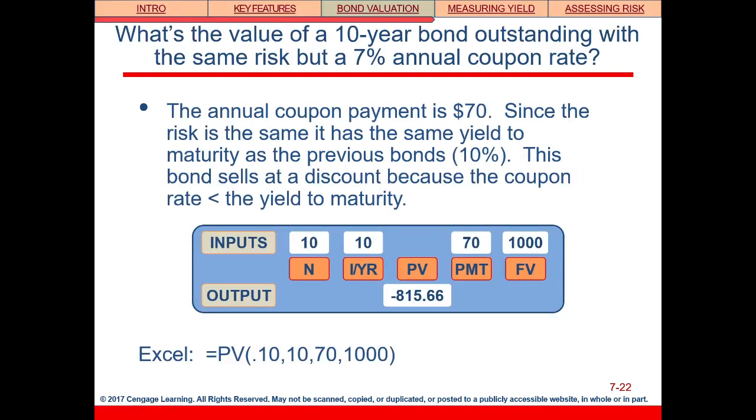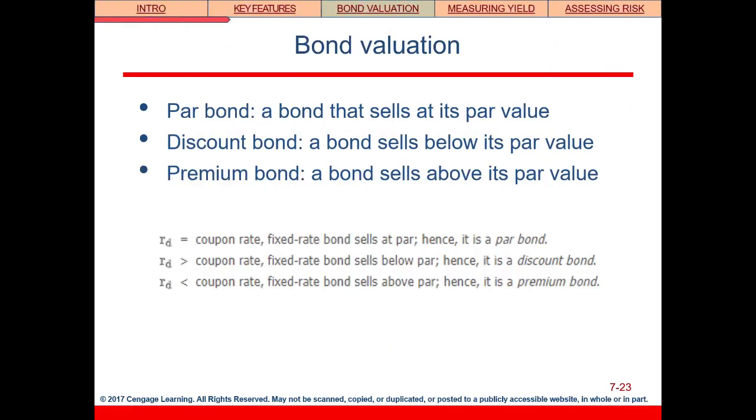So based on these three examples, what can you see from these three examples? You might realize one thing: if the market interest rate RD, D represents discounting, so that means this is the market yield, if the market interest rate equals the coupon interest rate, then in this case the fixed rate bond will be selling at par. Therefore, it's a par bond.